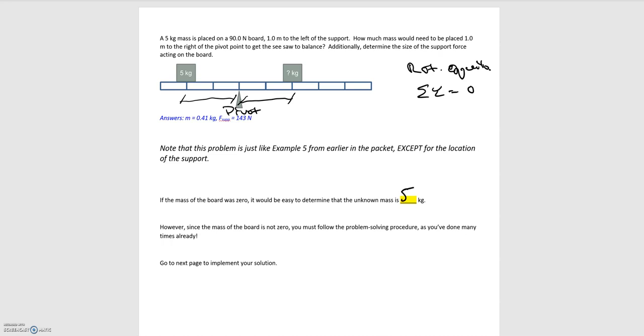But now this problem switched up. Now we don't have a massless board. And so we have to take into account the center of mass of the board that the masses are sitting on. Since that center of mass is not located at the pivot point, that changes our problem, because the weight of the board will cause a rotation about the pivot point, which means there is a torque as a result of the weight force of the board.